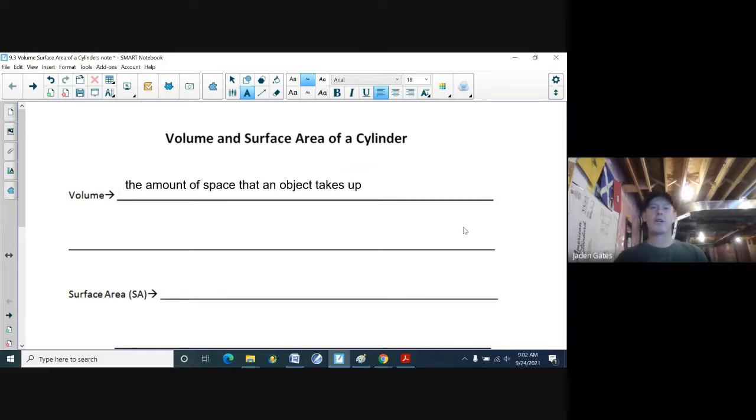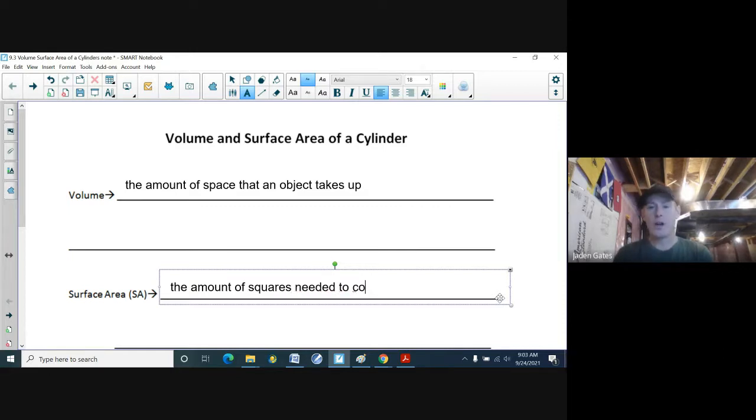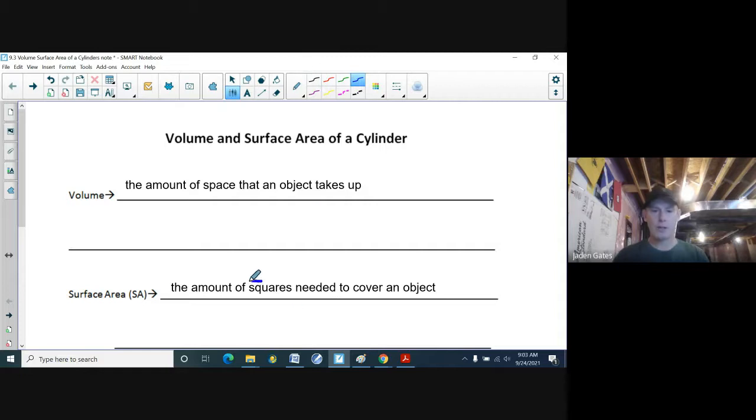Now, again, we're looking at a cylinder here. We're going to look at another thing called surface area. And the way I look at surface area is it's the amount of squares needed to cover an object. Now, again, that's going to be a key word here, squares. But we're just trying to cover the object. So volume is the amount of space that an object takes up, but surface area is the amount of squares just needed to cover the object. So nothing to do with the inside of the object.